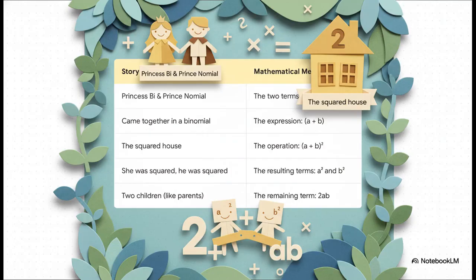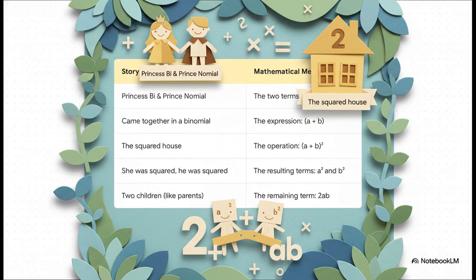Princess B and Prince Nomial, those are just our variables, A and B. When they come together, that's the expression, A plus B. The squared house, well, that's the exponent, the little 2, which gives us (A plus B) squared. And the first part of the result is easy. She gets squared, that's A squared. And he gets squared, that's B squared.